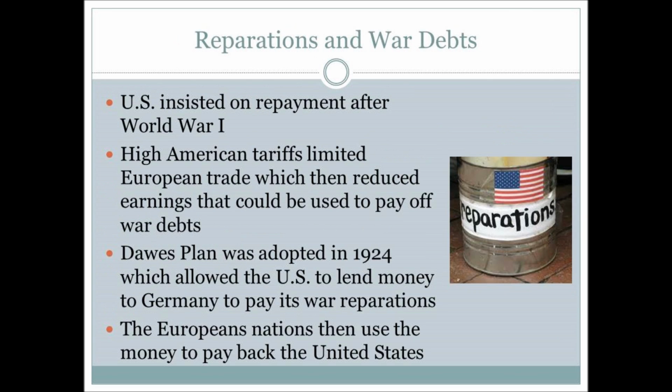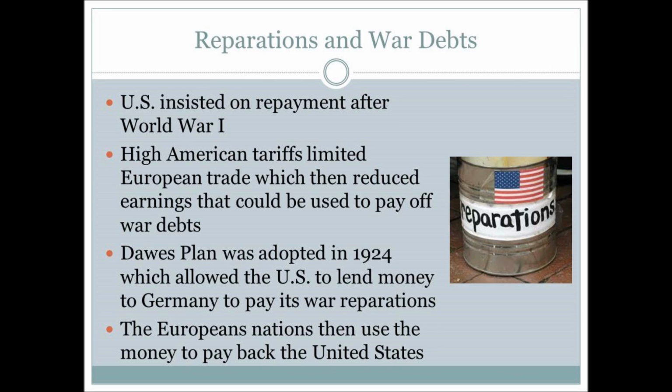So, reparations and war debt. The United States insisted on repayment after World War I. High American tariffs, or taxes, limited European trade, which then reduced earnings that could be used to pay off war debts. The Dawes Plan, which was adopted in 1924, allowed the U.S. to lend money to Germany to pay its war reparations.